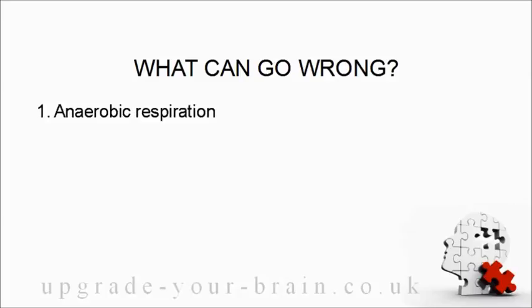Well, the first thing to mention is that if there's not enough oxygen available, cells can switch to an alternative process called anaerobic respiration, which just means energy production without oxygen. It's useful if you need a big burst of energy, for example if you're sprinting, but it's very inefficient, and it produces something called lactic acid as a waste product. Lactic acid can lead to pain if it builds up in muscles and if it's not cleared from the system.